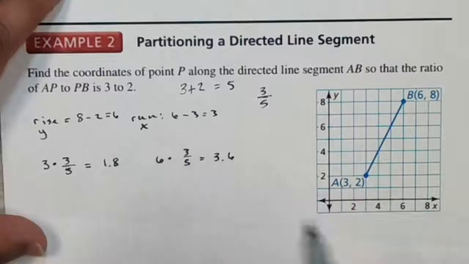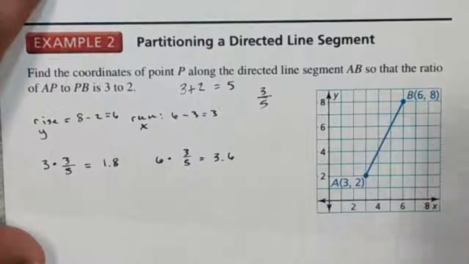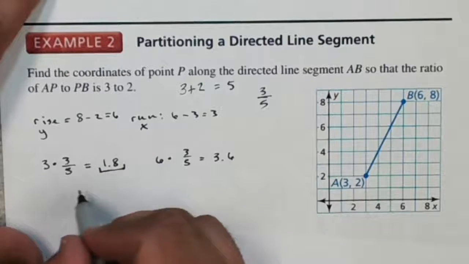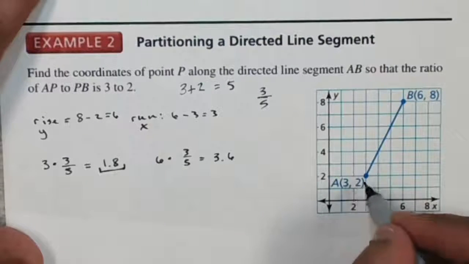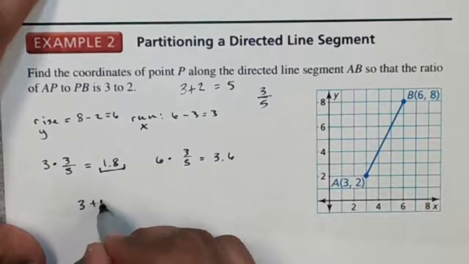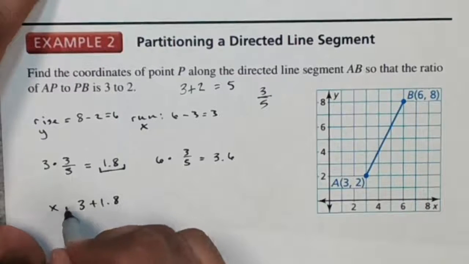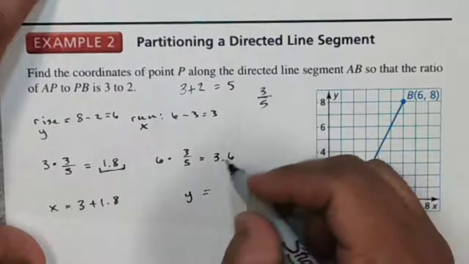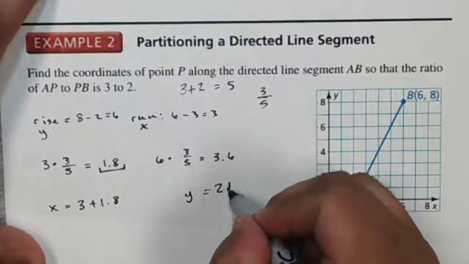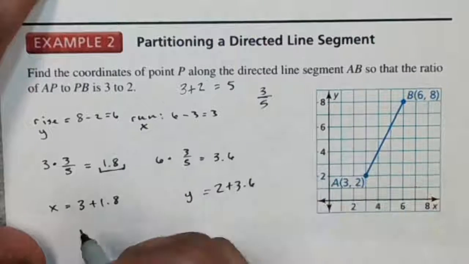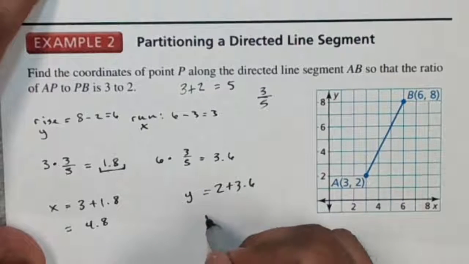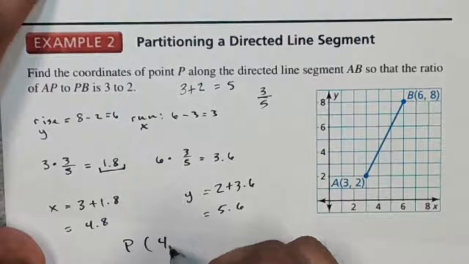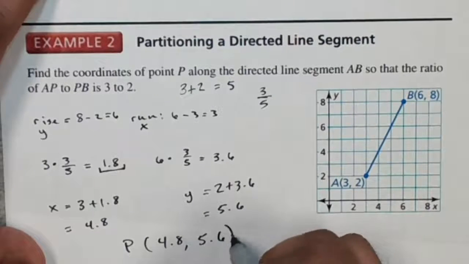All right, so to find this point P that's up here somewhere, I'm going to take this number here and add that to my x value here. So I'm going to do 3 plus 1.8 to get my x value. Then I'm going to take my y and add the 2 plus the 3.6 to get my new coordinates. So this is going to be 4.8, and this would be 5.6. So my point P is going to be at 4.8, comma 5.6.